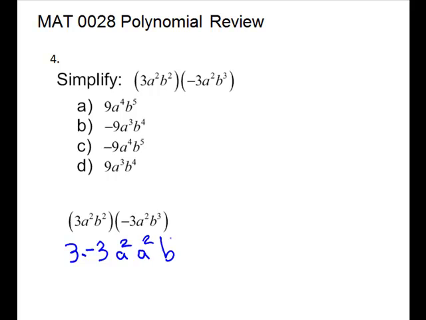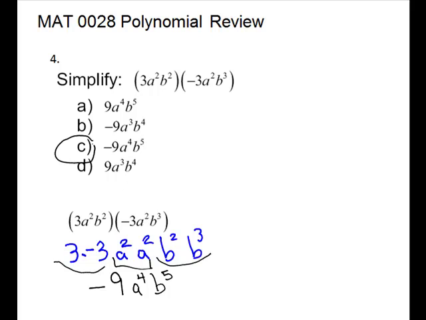We have b squared and b to the third. So 3 times a -3 will give us a -9. The a's side by side, keep the base and add, gives us 4. The b's side by side, keep the base and add, will give us 5. So -9, a to the 4th, b to the 5th, and C will be our choice.